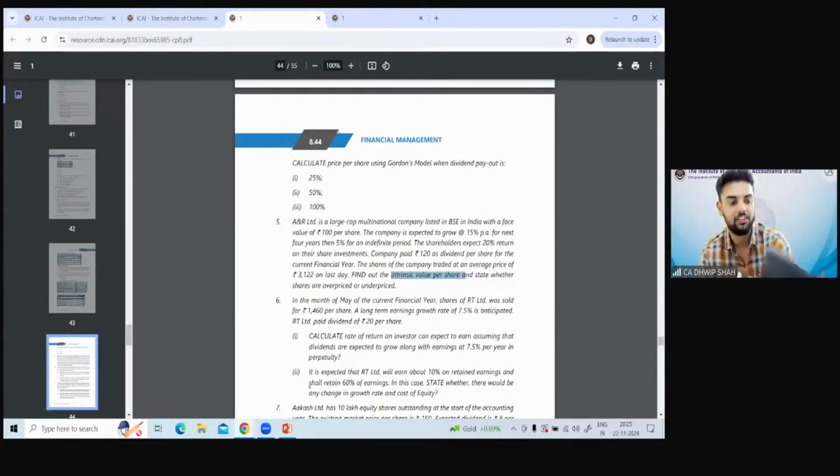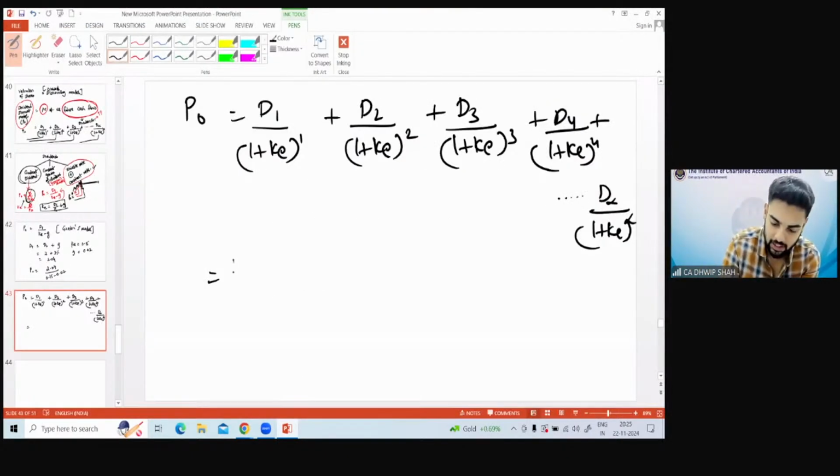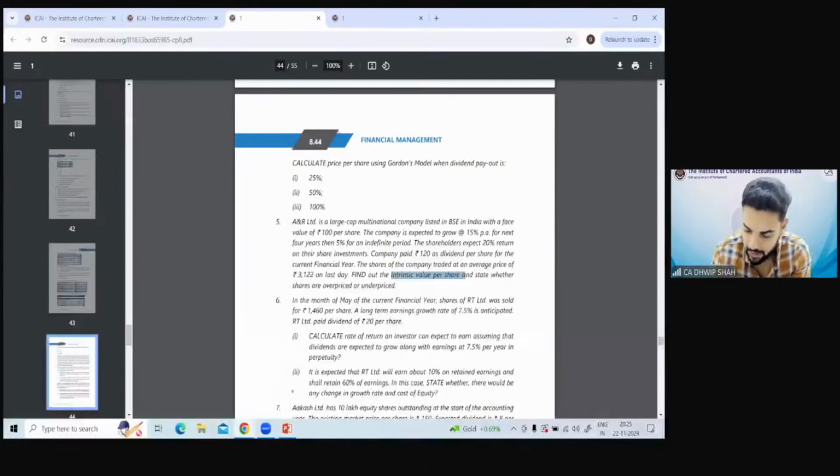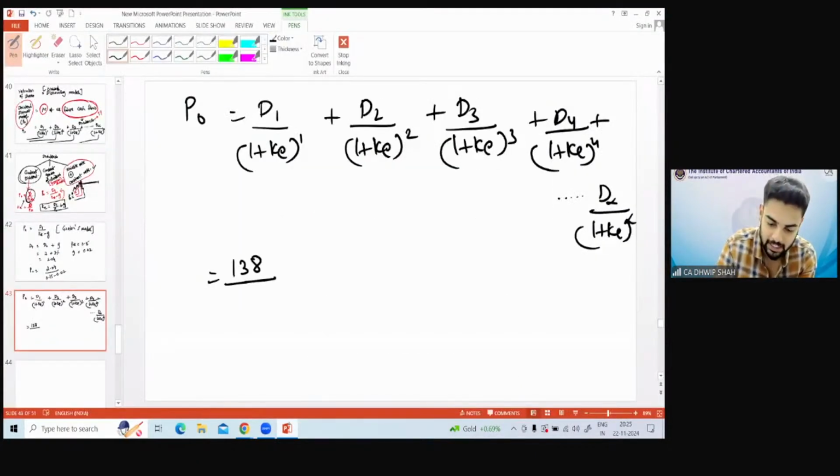Initially for 4 years the company is growing at 15%. So can I say the year one dividend would be 120 plus 15%? Yes or no? So 138 divided by KE. KE is how much? 20%. Shareholders expect a 20% return, so their expectation is the cost to the company. Any doubts here? How did this 138 come?